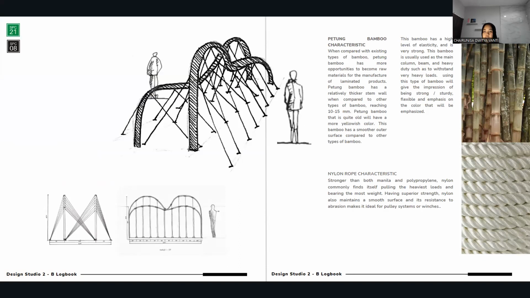This bamboo has a high level of elasticity, very strong, sturdy, flexible, and emphasized on the color. For the rope of the tensile structure, we use nylon rope. Nylon rope is stronger than both manila and polypropylene. Nylon is commonly found pulling the heaviest loads and bearing the most weight. Having superior strength, nylon also maintains a smooth surface and resistance to abrasion.